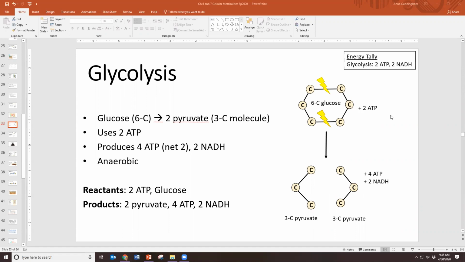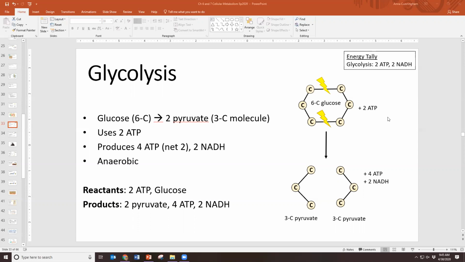That's because glycolysis is actually the only time during cellular respiration where we have to use some ATP to get this started. Splitting sugar in half requires a lot of energy, so we're going to throw 2 ATP at it to give it that energy.